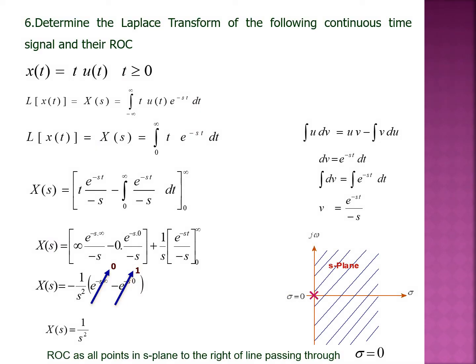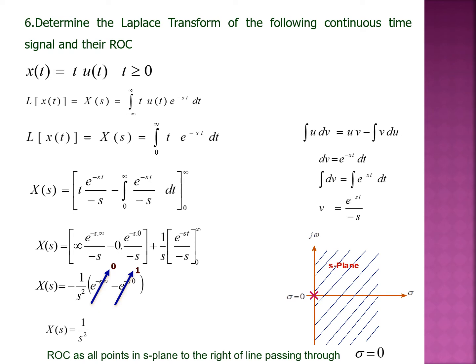Right? The next problem, let us see. Here what is the problem? Determine the Laplace transform of x of t is equal to t into u of t. Whenever you have u of t, your Laplace transform formula from minus infinity to infinity changes to 0 to infinity, because you all know u of t is equal to 1 for t greater than 0. Correct? Now what's the input? X of t is t into u of t. So I have substituted, replacing u of t by 1. Then the integral limits will change from 0 to infinity.